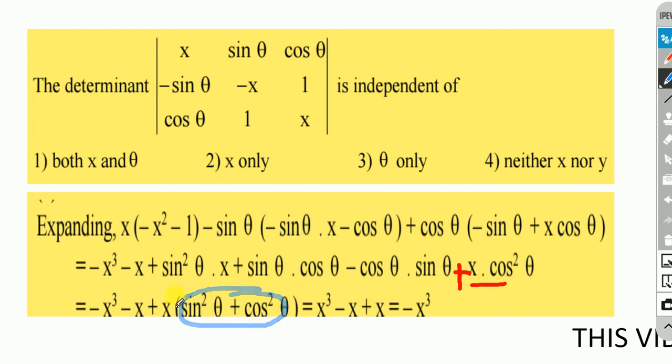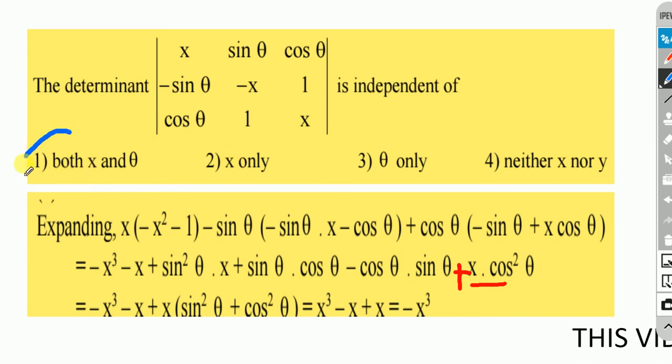Therefore minus x plus x is also eliminated. So I have minus x cube, because sin square plus cos square is 1, which means I have x into 1. So minus x plus x is also 0 here. Therefore I am left with minus x cube. So clearly this is not depending on theta, but it is depending on x only, because we are left with x finally when we expand this determinant.